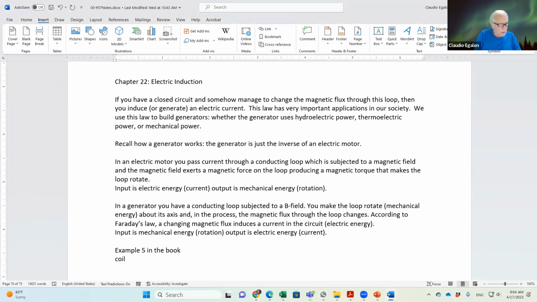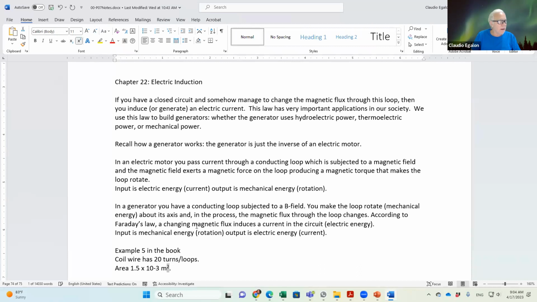Coil wire has 20 turns. Loops. Area of the coil is 1.5 times 10 to minus 3 square meter. So now we already have area.